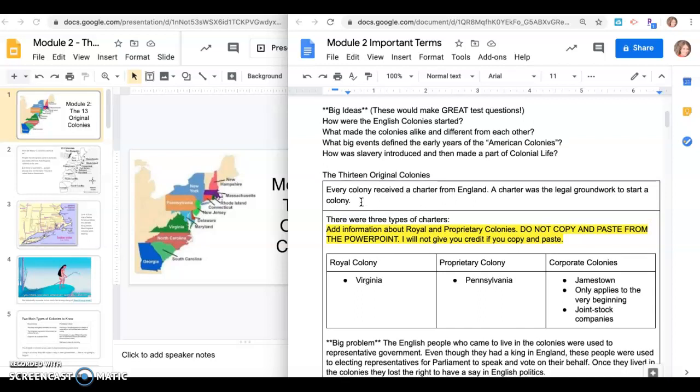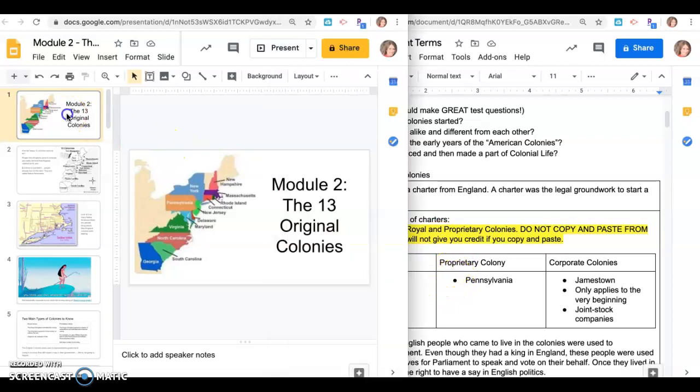The big ideas of what we want to talk about today were, how were these English colonies started, these 13 original colonies? What makes the colonies alike and different from one another? What are the big events? We're going to talk about some of those big events today that define the early years of the American colonies, and how was slavery introduced and then made part of colonial life. So let's get started with our information, and then remember, as we go through, I'll point out things that you're supposed to be filling in.